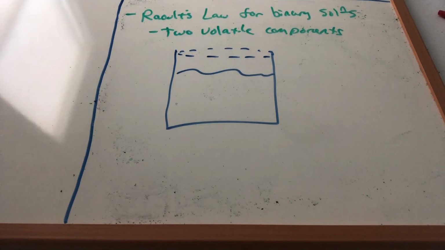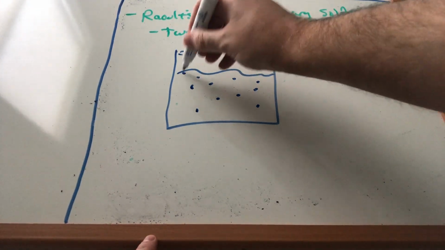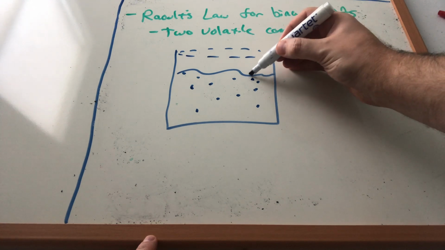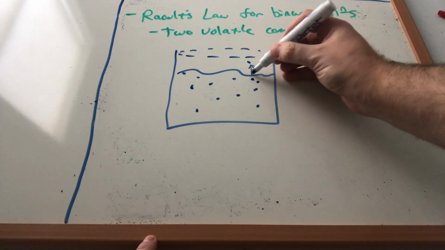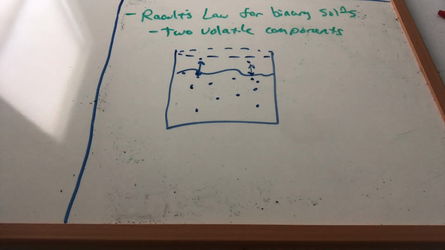Here's our vapor pressure picture. We have some blue particles in here that are volatile. So some of them near the surface are moving up into the gaseous phase, and there's going to be an equilibrium that's established. But inside here, we also have red particles.